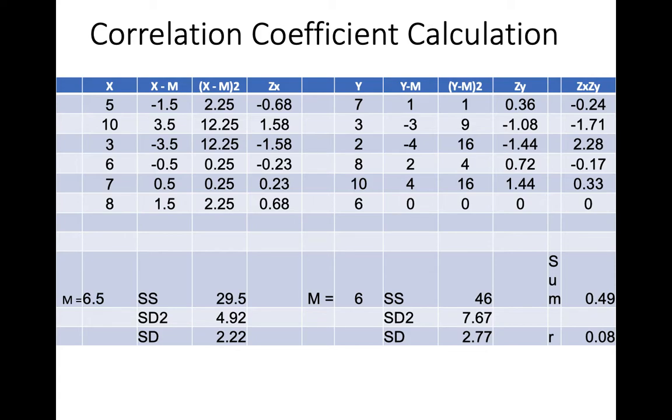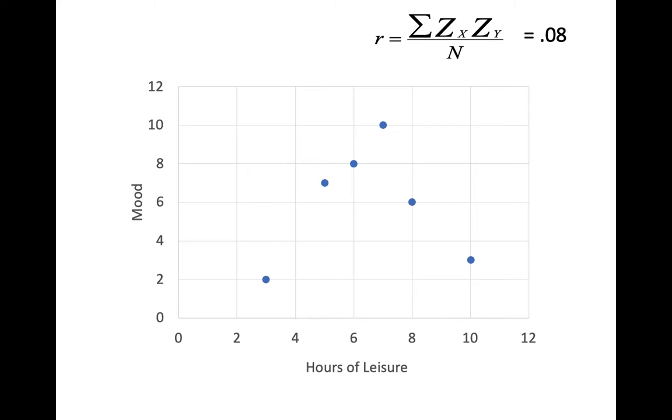So what does that mean? It means we have a close to zero correlation between hours of leisure and mood. Okay, so this is an illustration to show that our correlation coefficient in this formula is meant to capture the strength of a linear association, that is a straight line relationship.